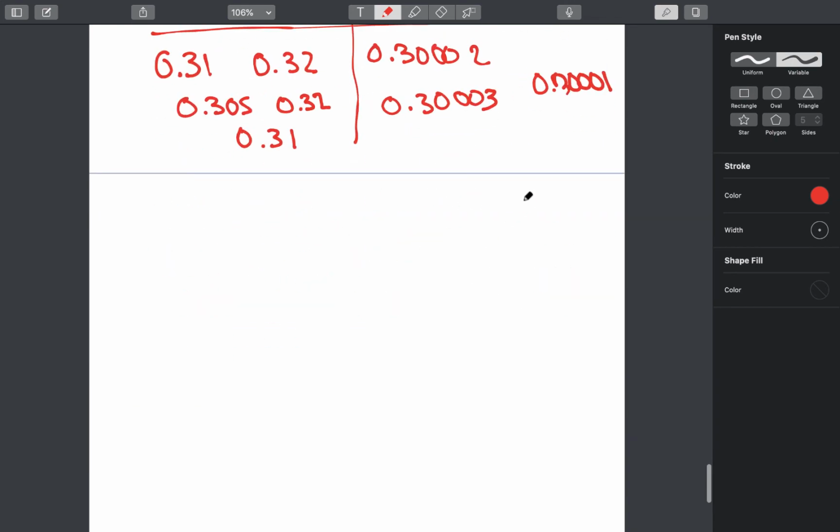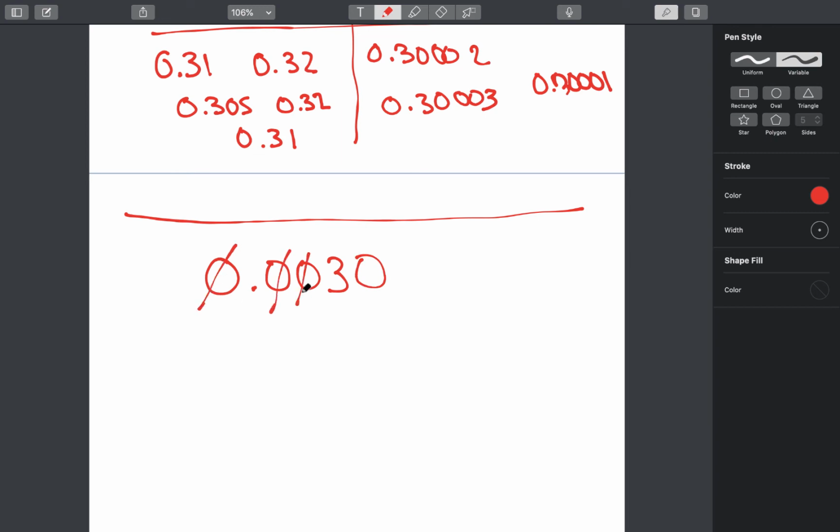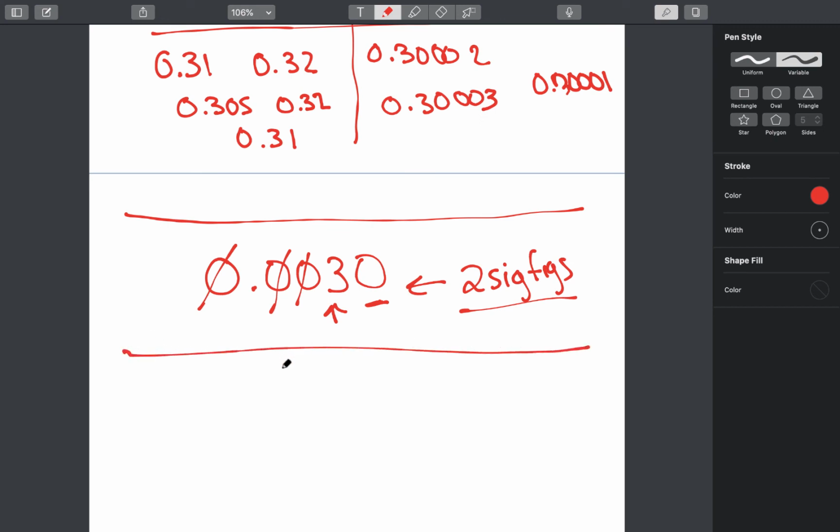Now remember though, when I talk about after the decimal point, I'm only talking about after non-zero integers. So if I had this, you still don't count these zeros. You only count this 0 and the 3. So in this case, you would get 2 sig figs, because zeros at the beginning of the number, no matter what, are always insignificant. Only zeros after non-zero numbers, after a decimal point, are significant. All right, I hope that makes sense for counting significant figures.